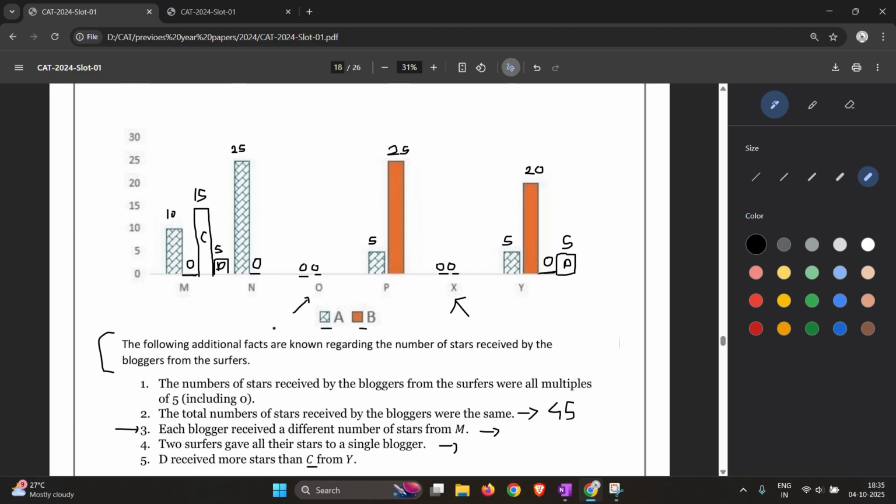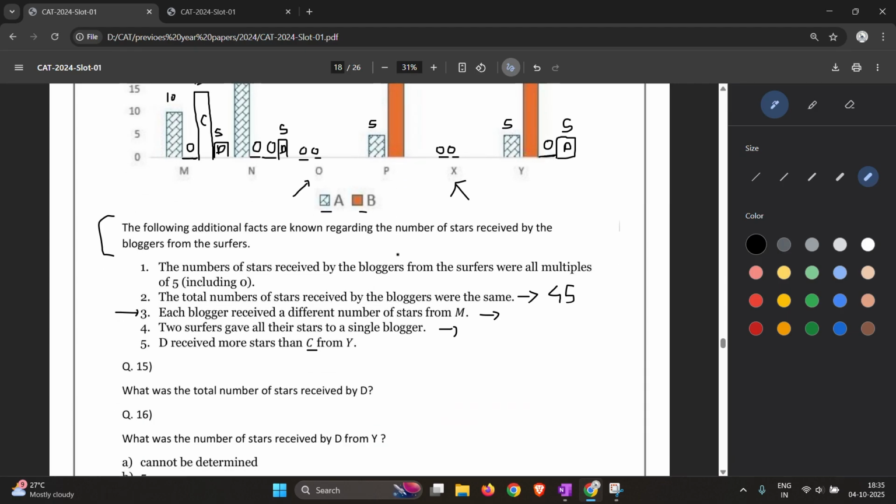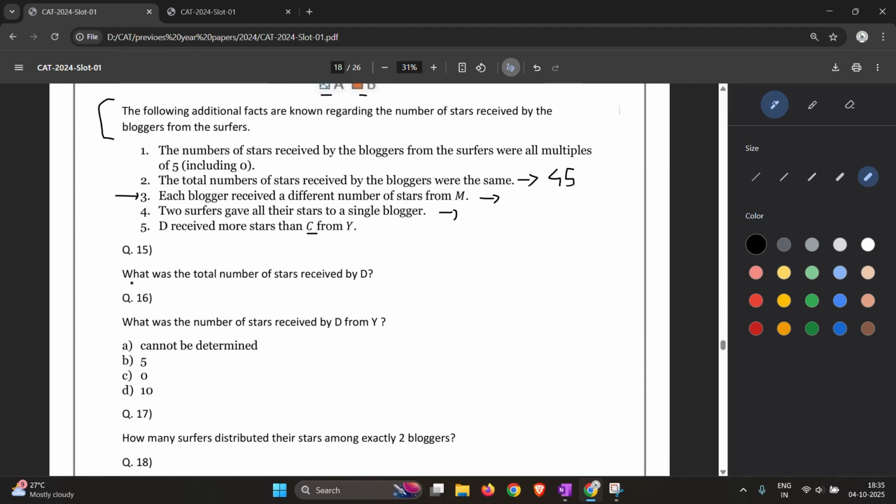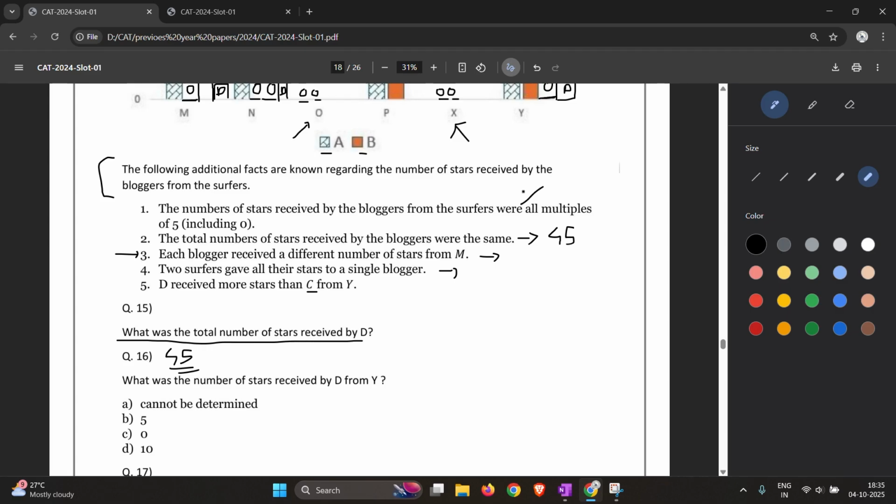And the only place from where D can get his remaining 5 is from N because P has already used all his stars. So N gives 0 to C as well and he gives 5 to D. So now D also has all the 45 stars that he needs. Now let's go to the questions. What was the total number of stars received by D? So everyone got 45 stars, so he also got 45 stars. That's just given in the second clue. Second clue over here.